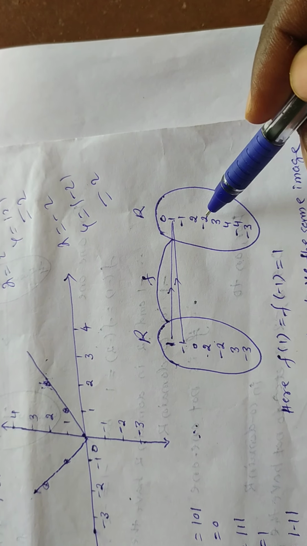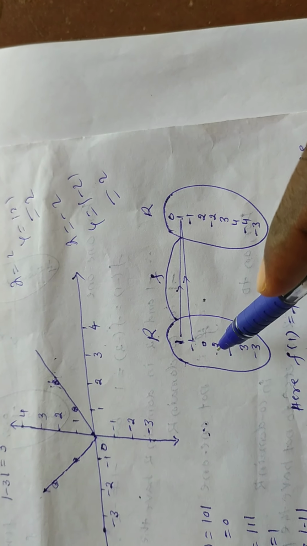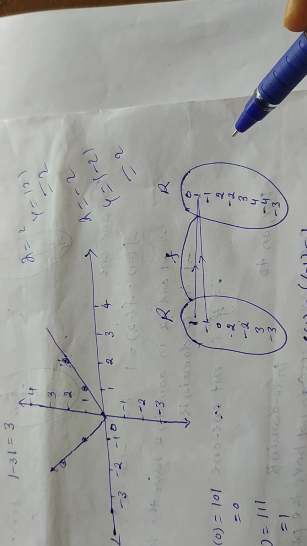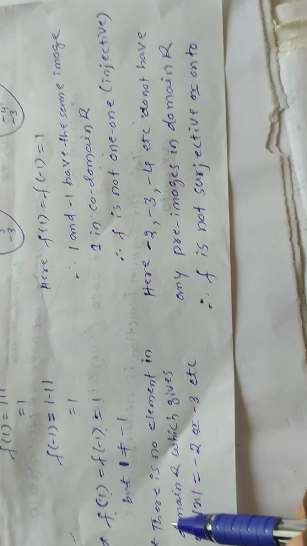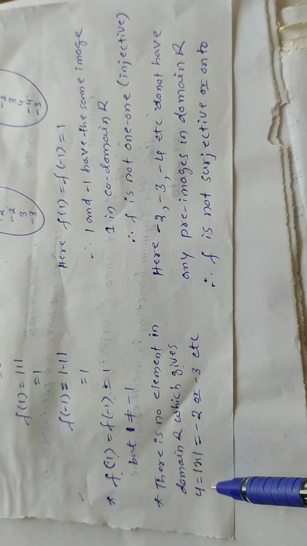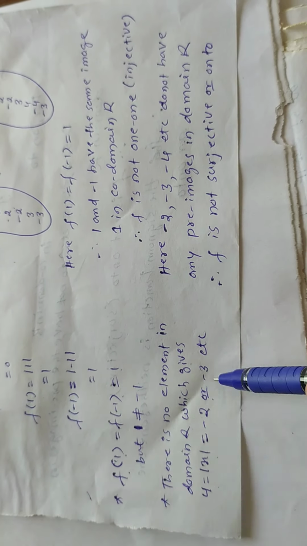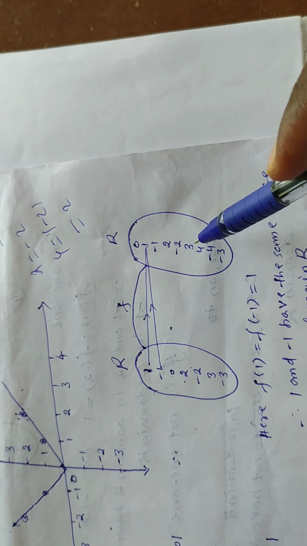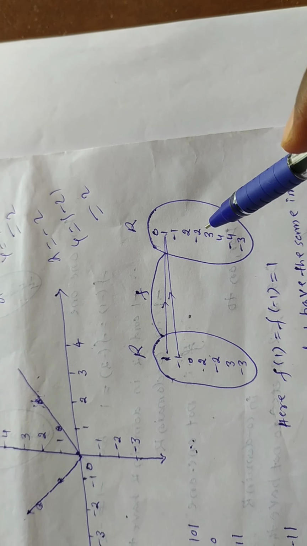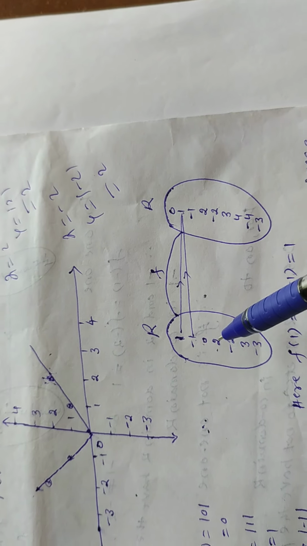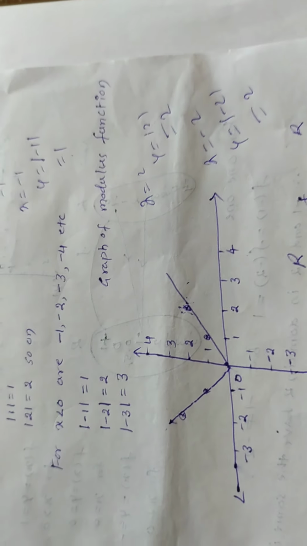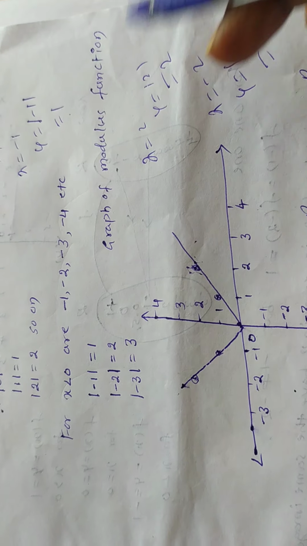For example, see here, minus 2. There is no element in domain R which gives f of x equals modulus of x equals minus 2. How can we write this? There is no element in domain R which gives y equals modulus of x equals minus 2 or minus 3 or minus 4, etc. So minus 2, minus 3, minus 4, etc. do not have any pre-images in domain R. Hence, the modulus function is neither one-one nor onto. Please remember, the graph of the modulus function is like this. Okay. Now, the next example is the fifth one.